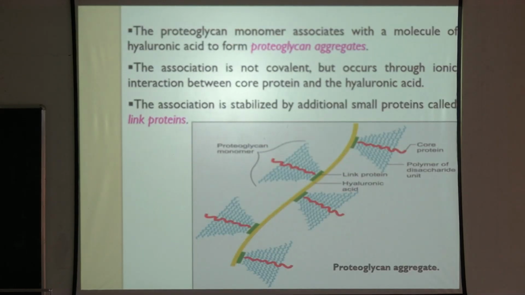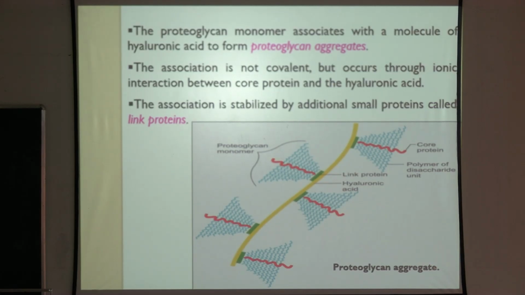Next. See this yellow line, this is the hyaluronic acid. Hyaluronic acid is itself a mucopolysaccharide, and various proteoglycan monomers are connected to the hyaluronic acid backbone, forming proteoglycan aggregates. So what is the role of these proteoglycan aggregates? They form the structural part of the extracellular matrix in our body. What is the extracellular matrix?